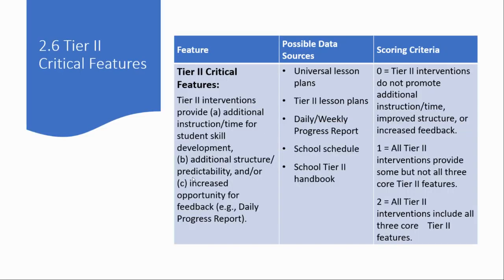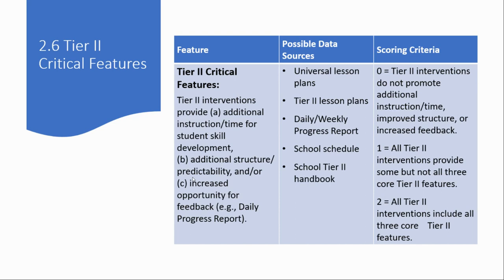So 2.6 is going to look at tier 2 critical features. This item says that tier 2 interventions provide additional instruction and time for student skill development. They are additional structure and predictability, and/or increased opportunity for feedback, i.e., through a daily progress report or something of the such.